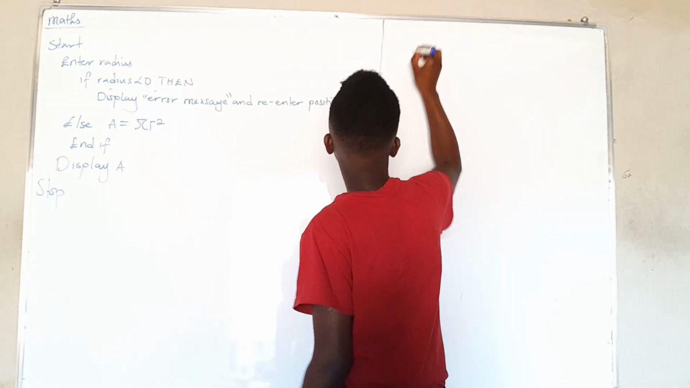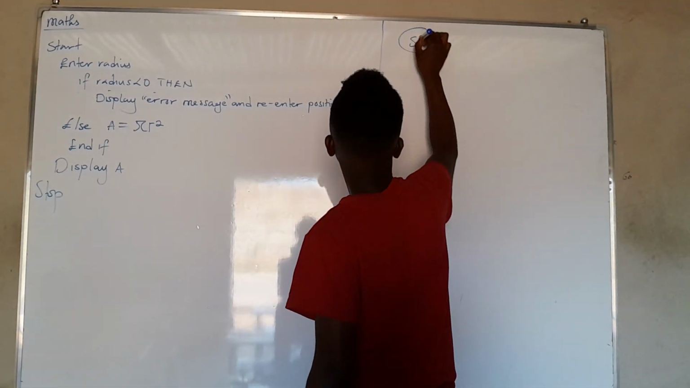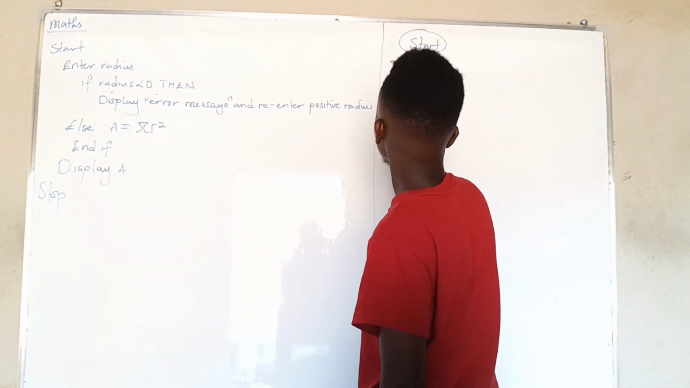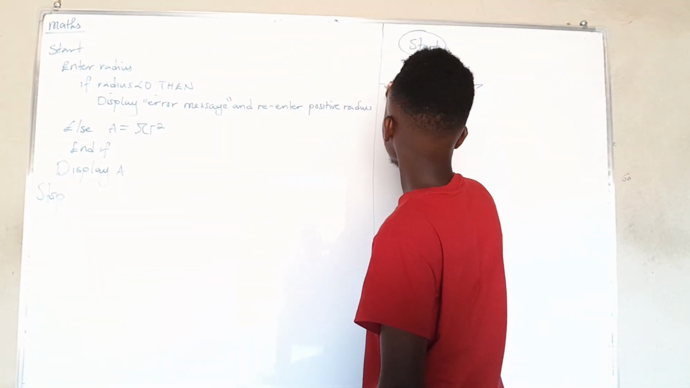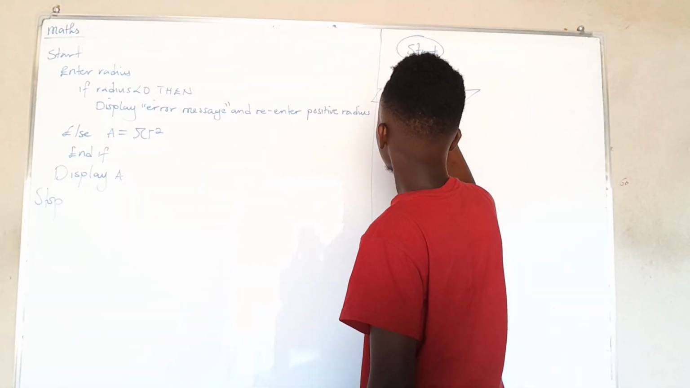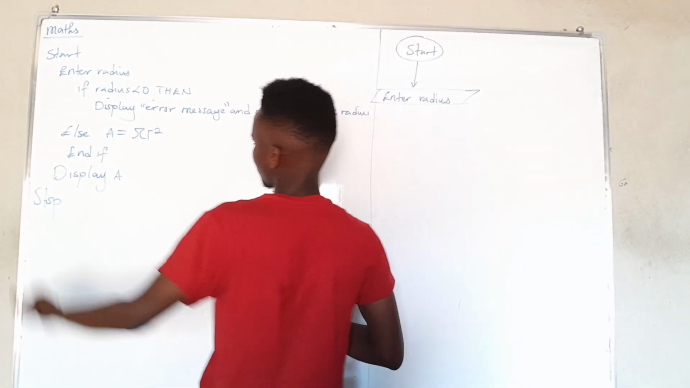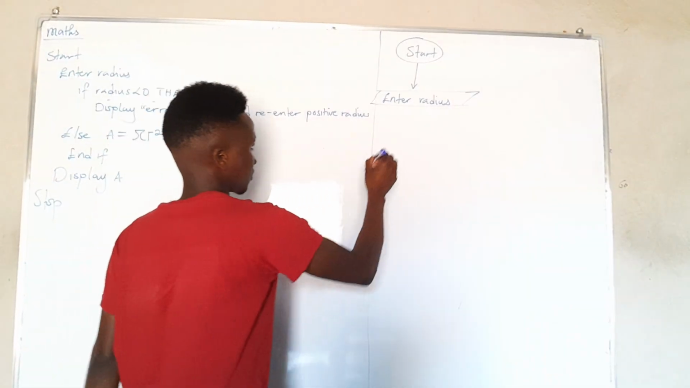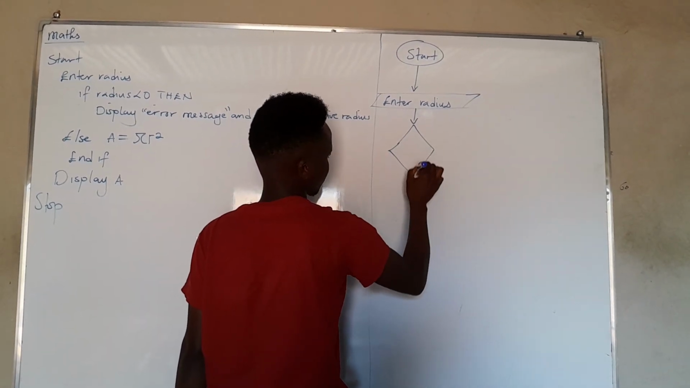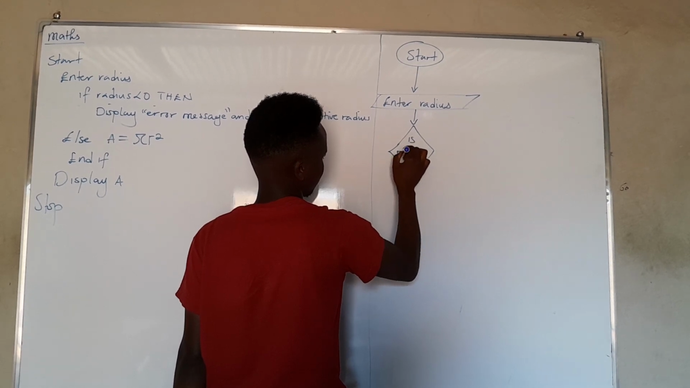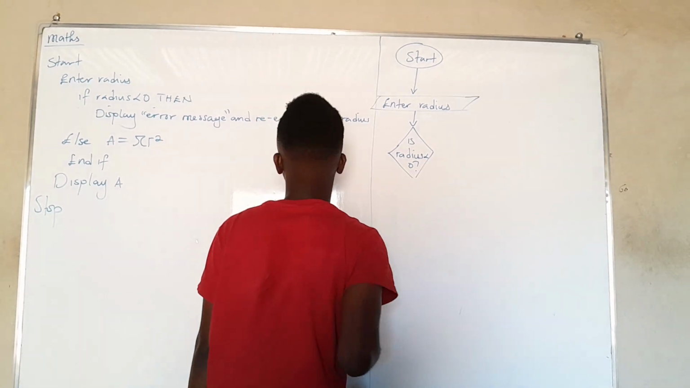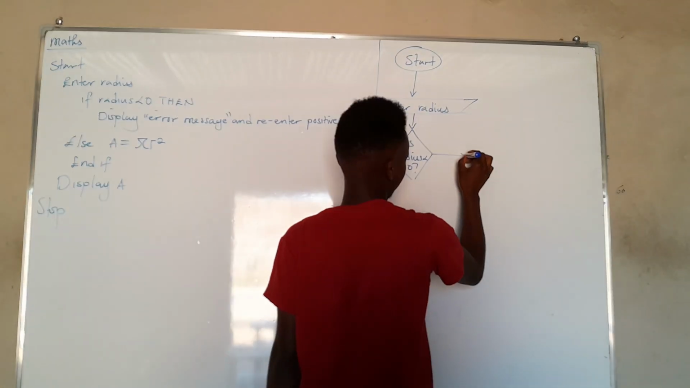So I'm going to do the usual. I'm going to start. I put start in there. Then I drop down and say enter radius. Okay. So I'm going to enter my radius. Okay, so they say if radius is less than 0, so we bring our decision box. Always make sure you write these words in full, even in the decision box. So is radius less than 0? Put a question mark. Then, we agreed, then means yes.